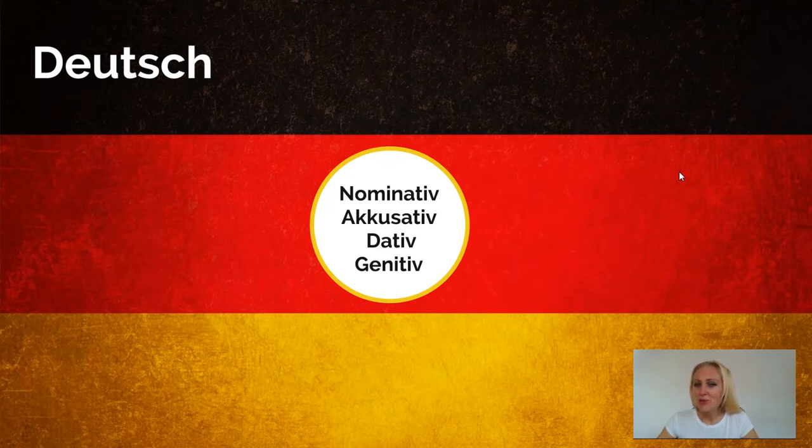Then we have the prepositions. Certain prepositions always work with certain grammatical cases. We have accusative prepositions, pure dative prepositions. We have the two-way prepositions that work with accusative and dative, so we practice that also to distinguish those two from each other. And then we have the genitive prepositions in German.